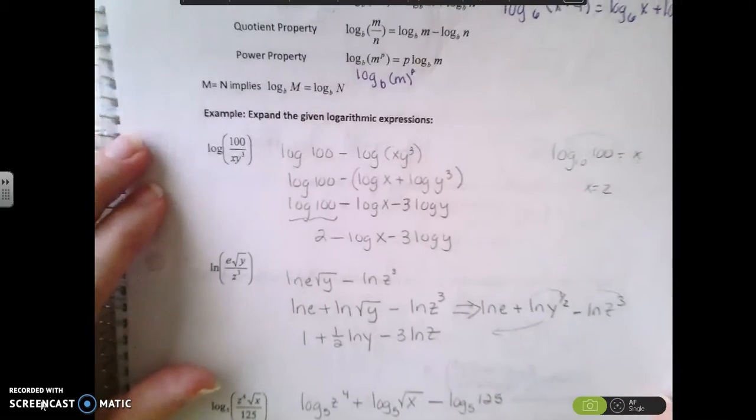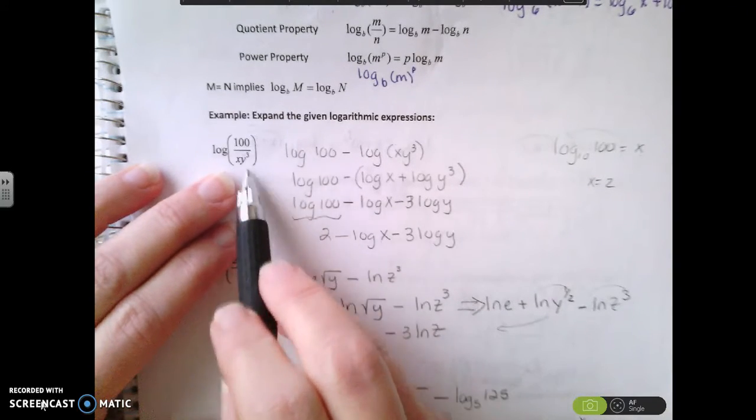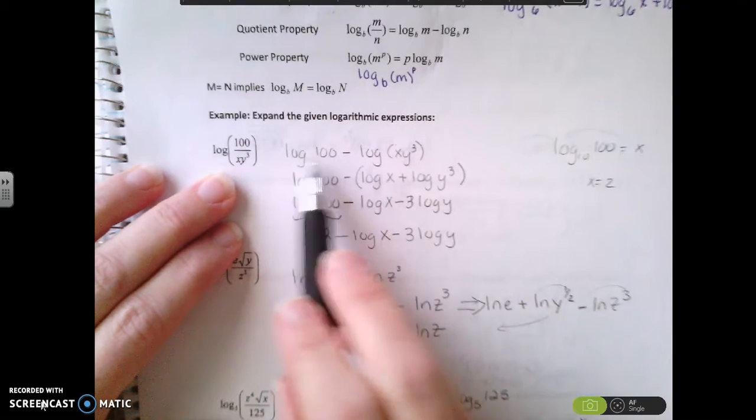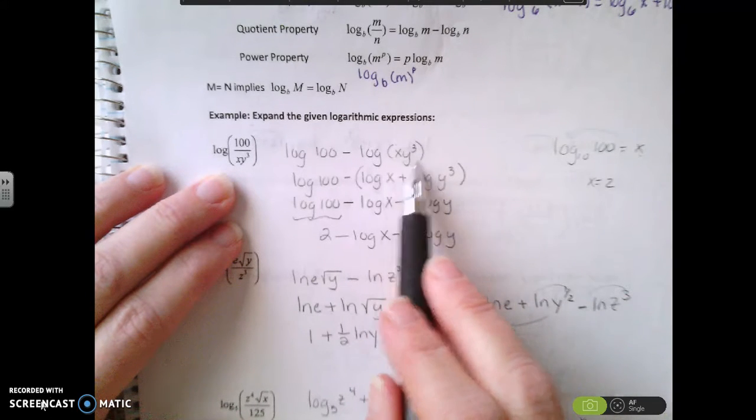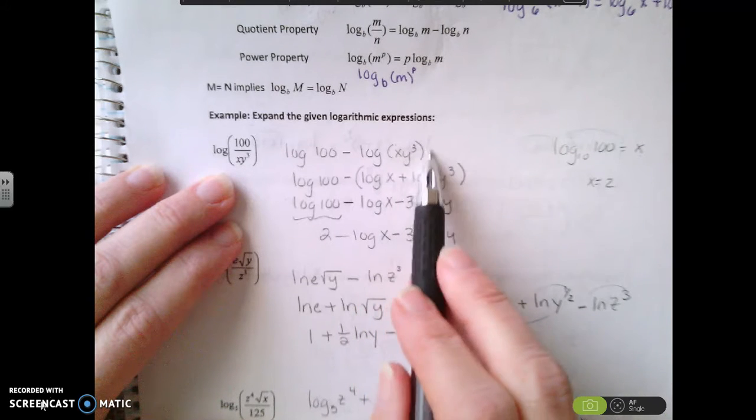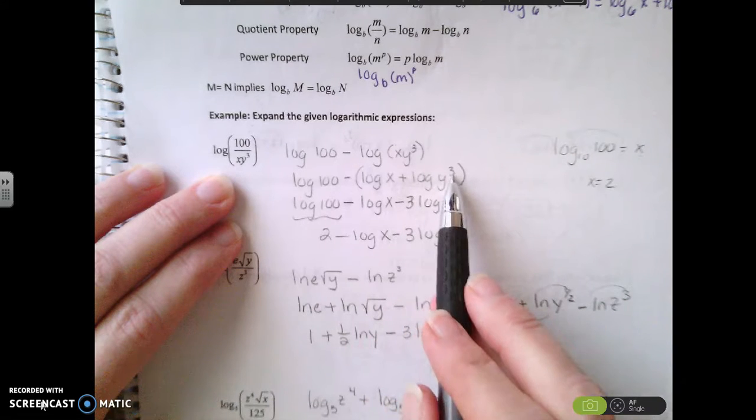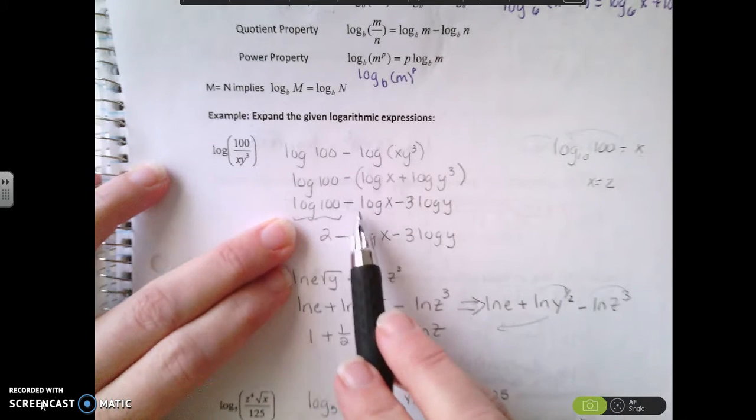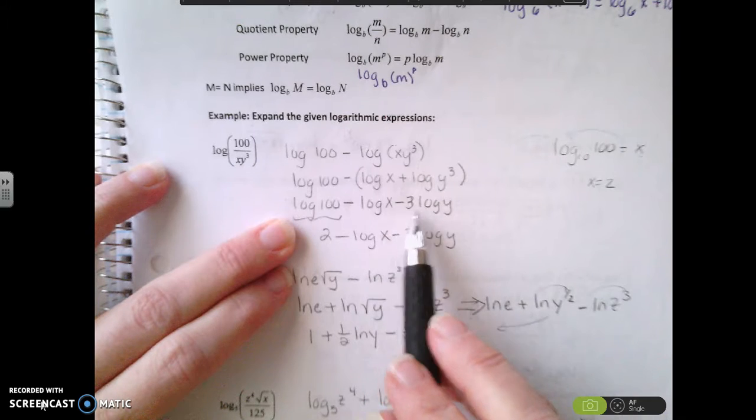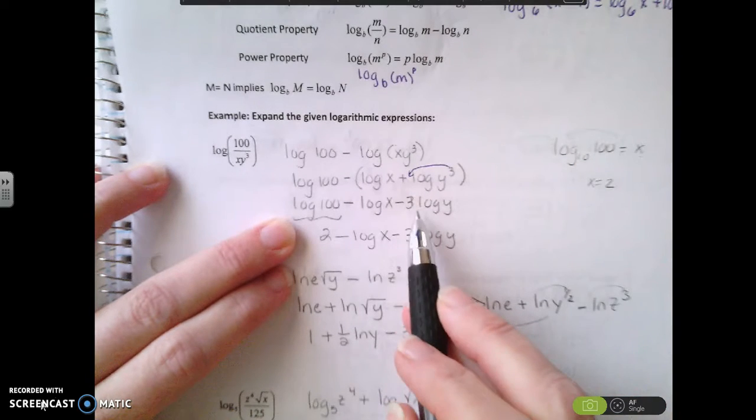So the first thing we're doing is expanding these logs. The first thing we look at is that we have a quotient. Anytime you have a quotient, I'm going to rewrite that as subtraction. So log 100 minus log of x y cubed. Now looking at this part, this is a product, right? So I can rewrite a product using addition. So I have log x and log y cubed. Now I'm going to distribute that negative sign, and I end up with log 100 minus log x minus 3 log y. So I'm going to bring that 3, that's a power, down in front. And I've expanded it to that.